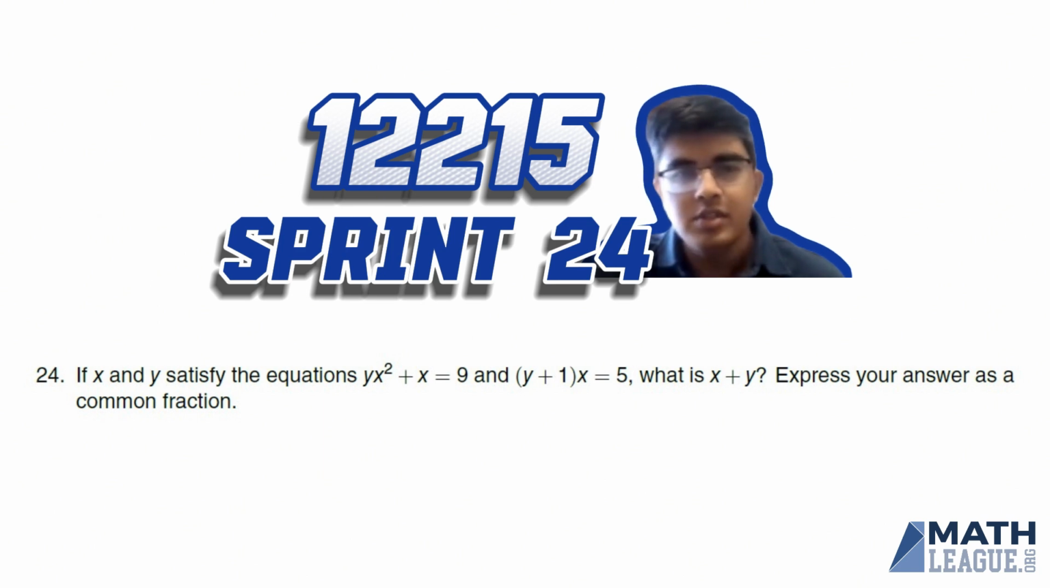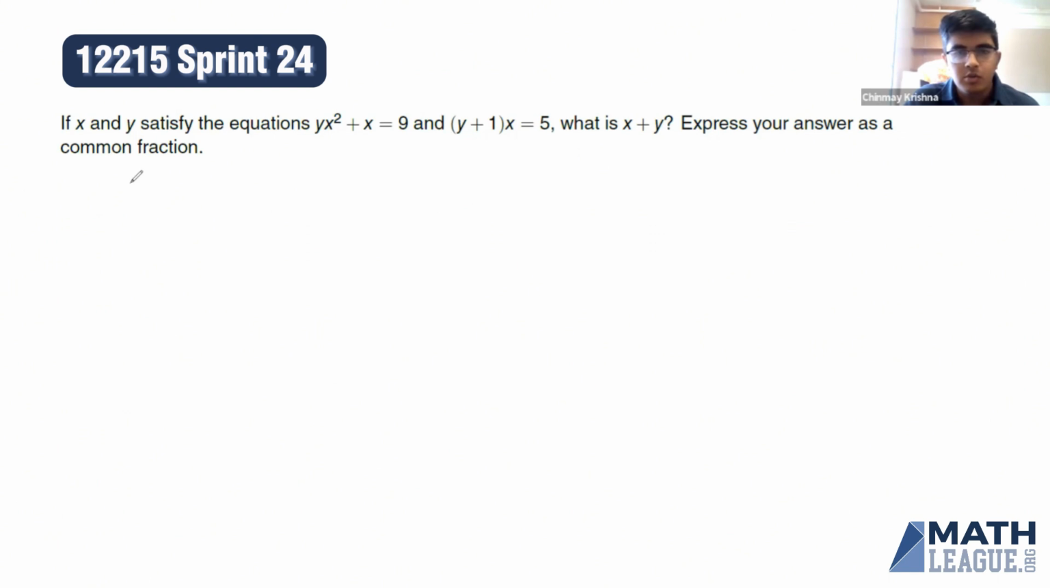So first, we can factor out an x since it's in both these terms. If we do that, we get (yx plus 1) times x is equal to 9 as our first equation. And for our second equation, we have (y plus 1) times x is equal to 5.